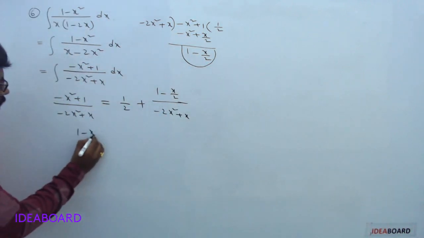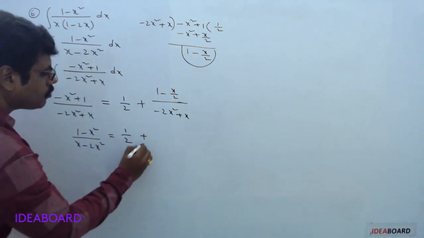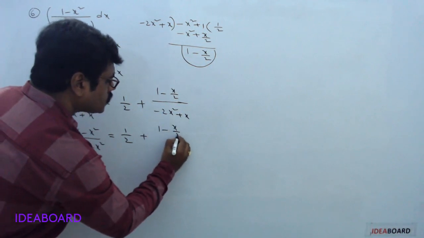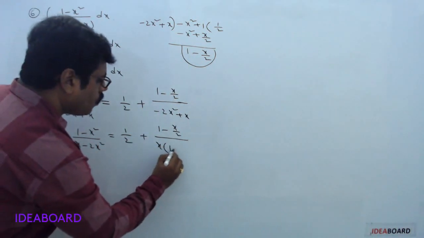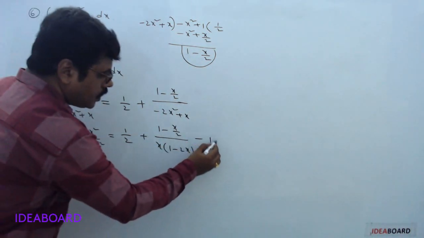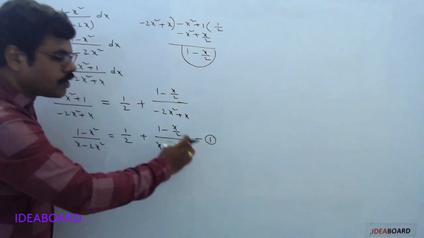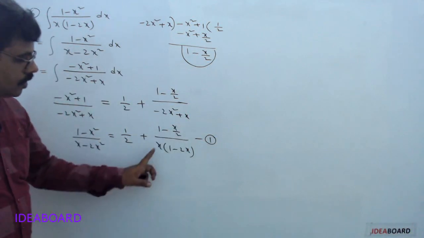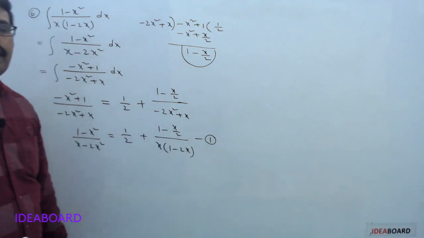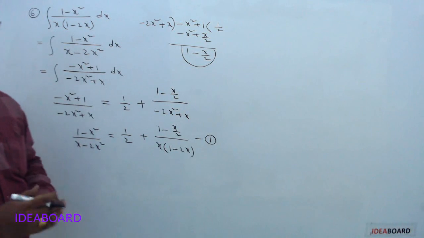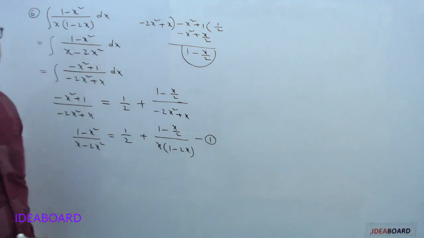Now this is 1 minus x square divided by x minus 2x square equal to 1 by 2 plus 1 minus x by 2 divided by, take x common, x into 1 minus 2x. Call it equation 1. Here observe that it is a proper fraction. Degree of numerator 1, degree of denominator 2, clearly degree of numerator is less than degree of denominator. So it is a proper fraction. Then you can resolve this proper fraction into partial fractions.